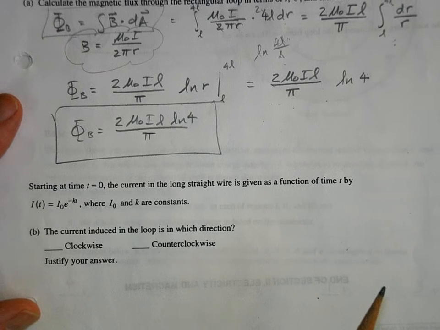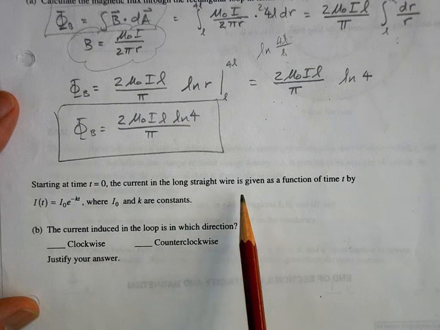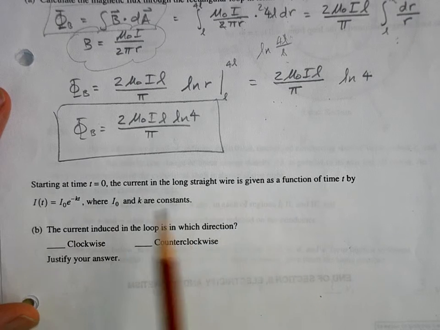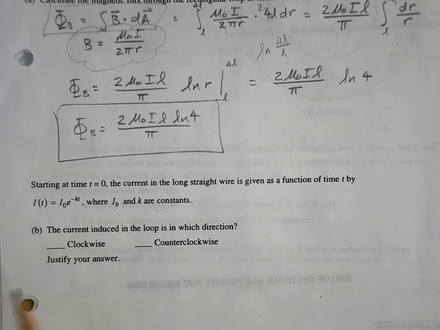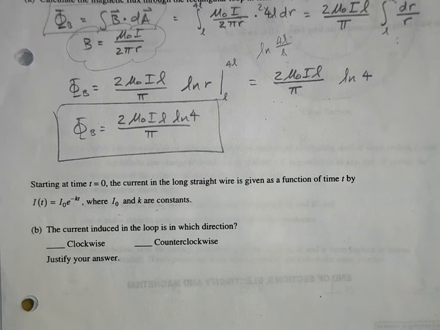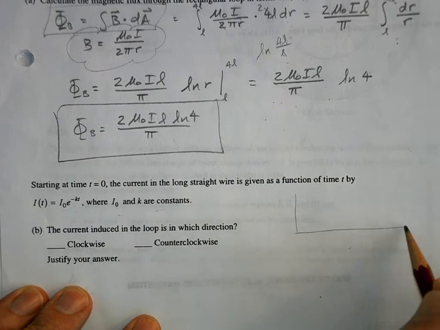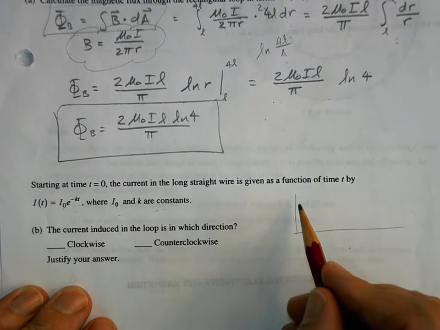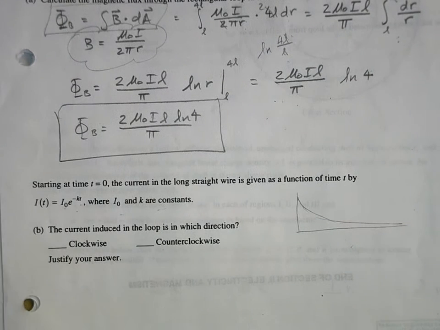It says starting at time t equals 0, the current in the long straight wire is given as a function of time t by this. The current in the loop is in which direction? Justify your answer. So I'm going to draw a quick sketch of the current. When t is 0, we're at our maximum. So we have exponential decline of the current. The current is getting less and less.